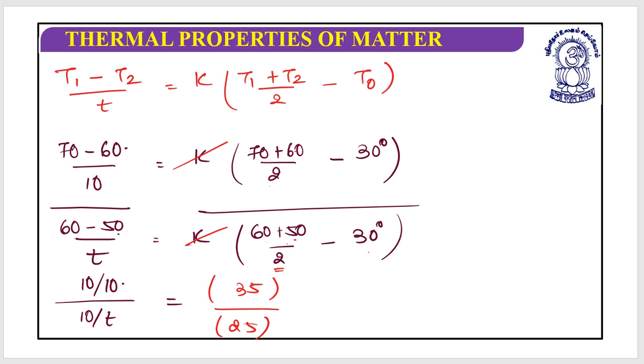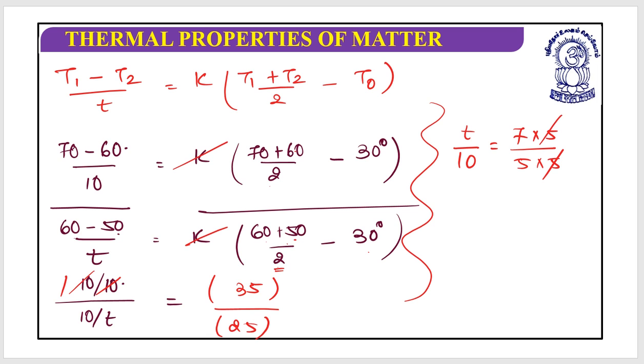So this is the situation. This 10 has gone, and this is 1. So this could be written as T by 10 is equal to 35, which is 7 into 5, divided by 25, which is 5 into 5. This has gone, and 5 2s are 10, sorry. So T is equal to 14 minutes.